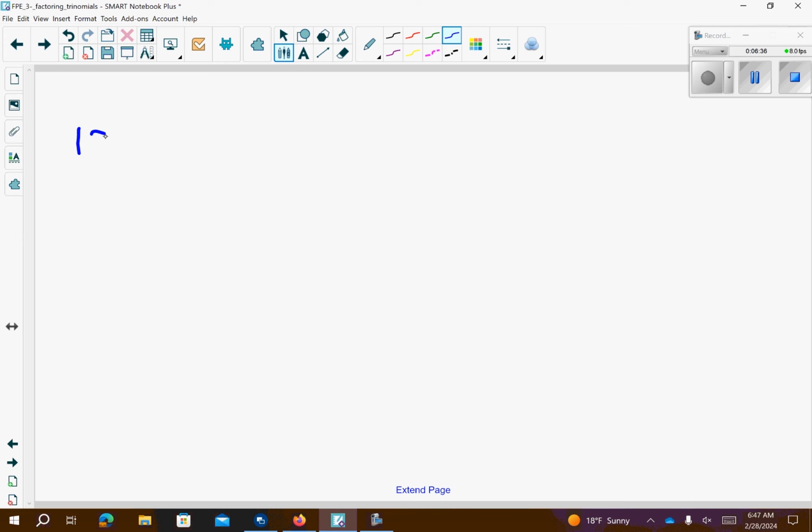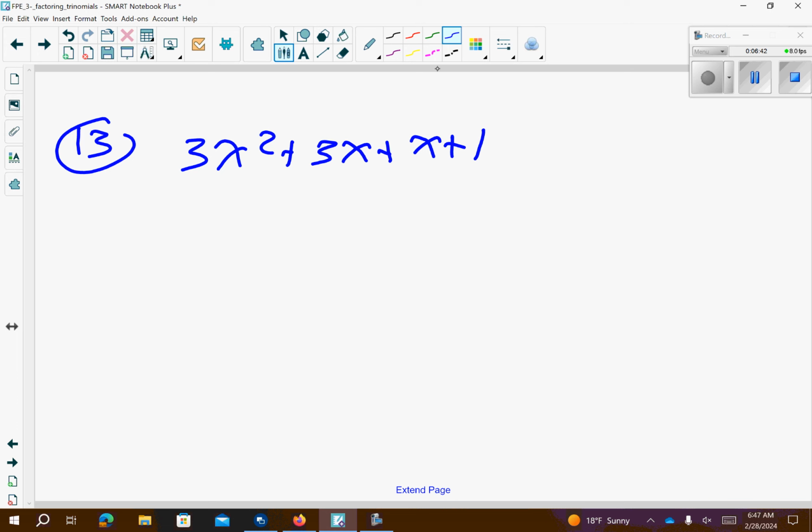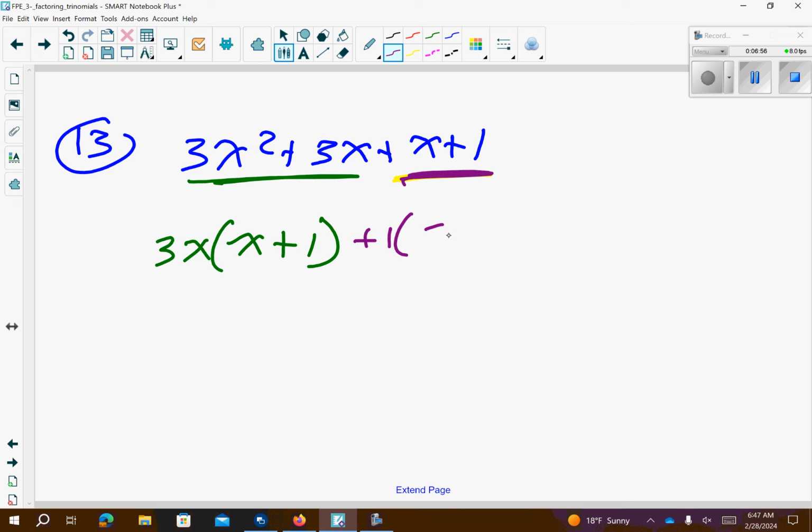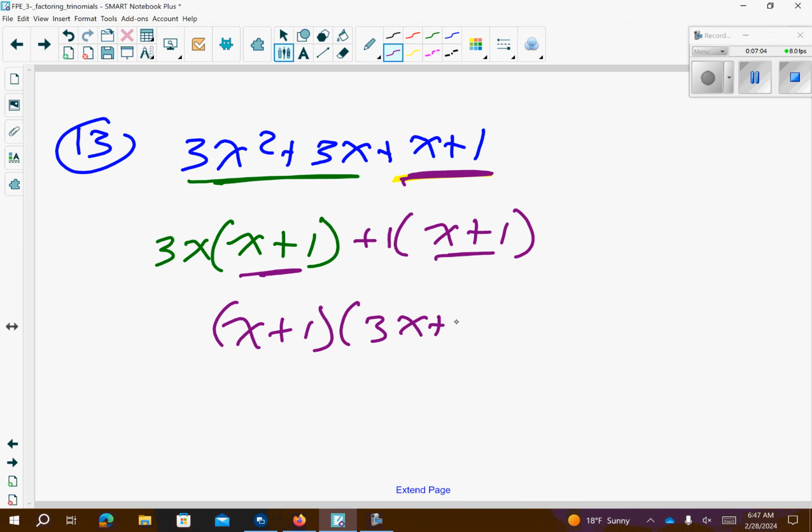Number 13, 3x squared plus 3x plus x plus 1. Oh, this is a good one. This is a good one because here you can probably see that a 3x comes out. That leaves me x plus 1. Friends, does anything factor out of this? No, so I'm going to factor a 1 out. So if nothing factors, then try and pull a 1 out and see what happens. Those are the same, which we want. In the other set of parentheses, we get this.